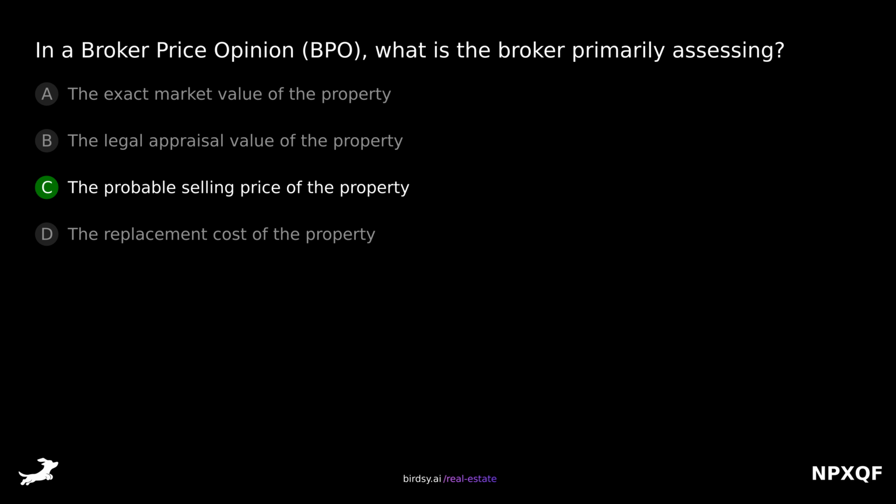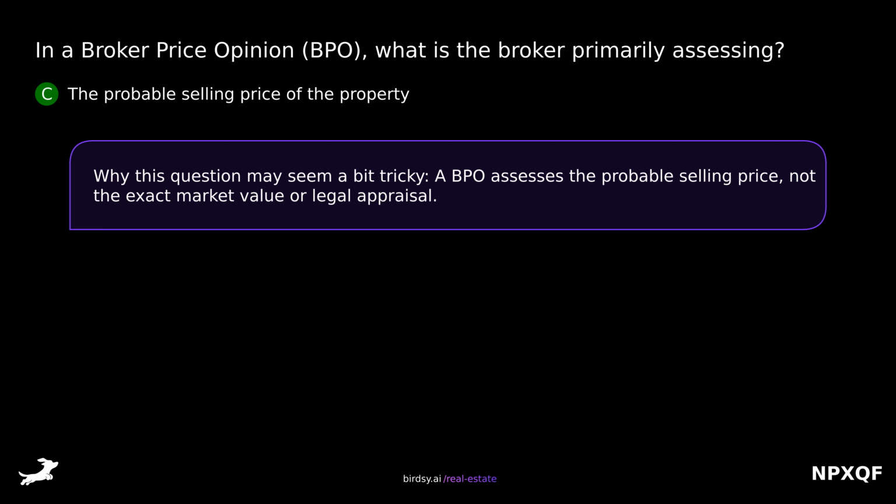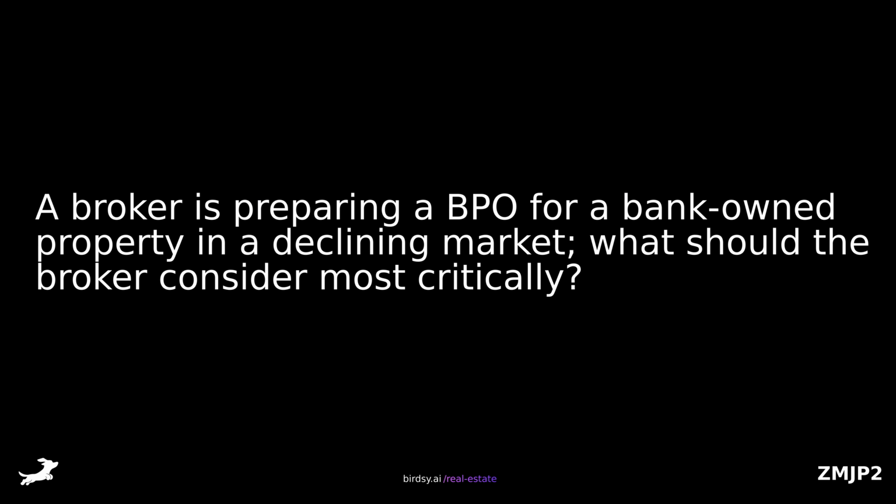The answer is C, the probable selling price of the property. Why this question may seem a bit tricky: a BPO assesses the probable selling price, not the exact market value or legal appraisal. A broker is preparing a BPO for a bank-owned property in a declining market. What should the broker consider most critically?